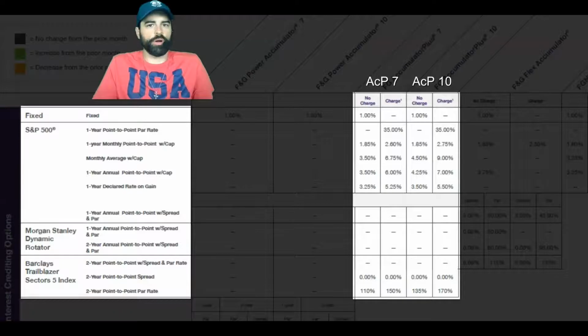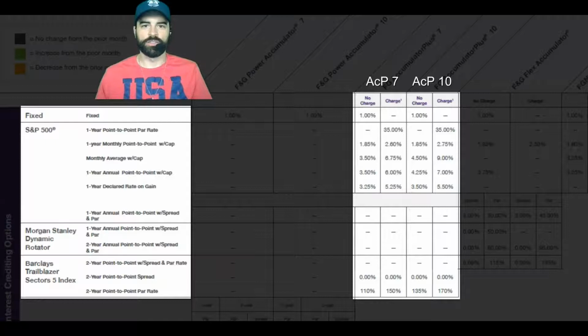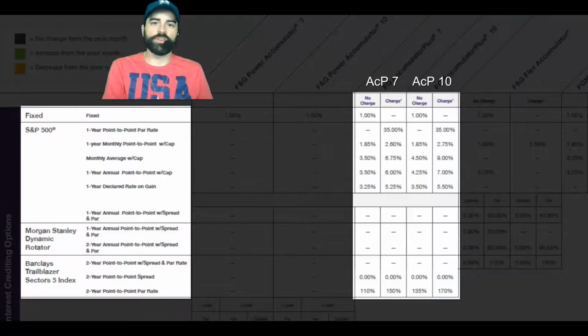All right, so remember what a par is. What do you participate in that market growth? So if my par is 170 and the market does 10, I get 17. If my par rate's 50% and the market does 10, I get 5. So that's the percentage you participate in that market growth.